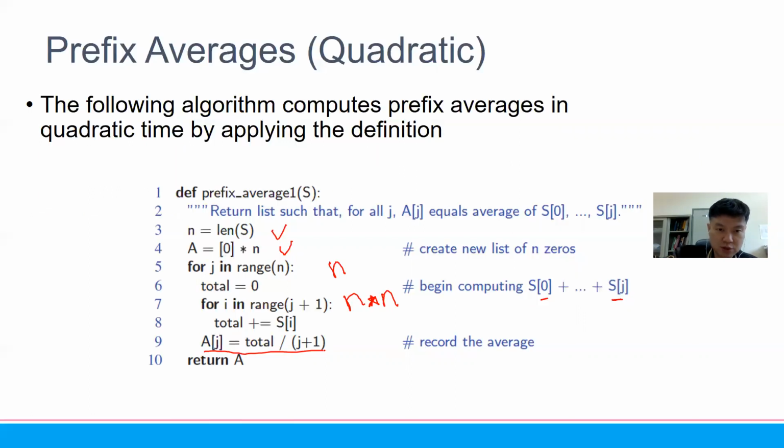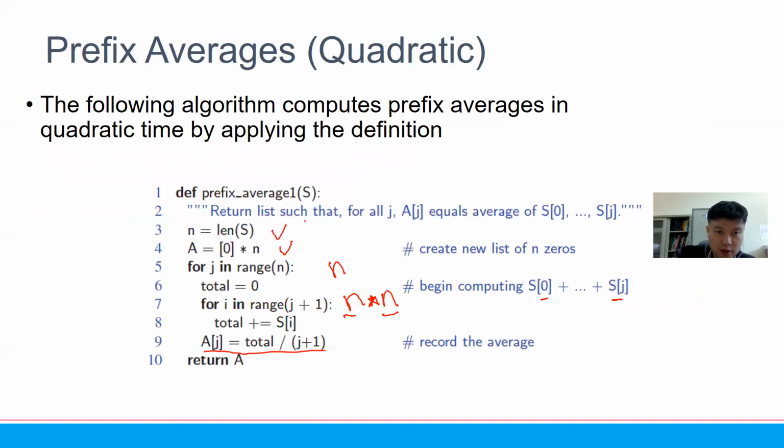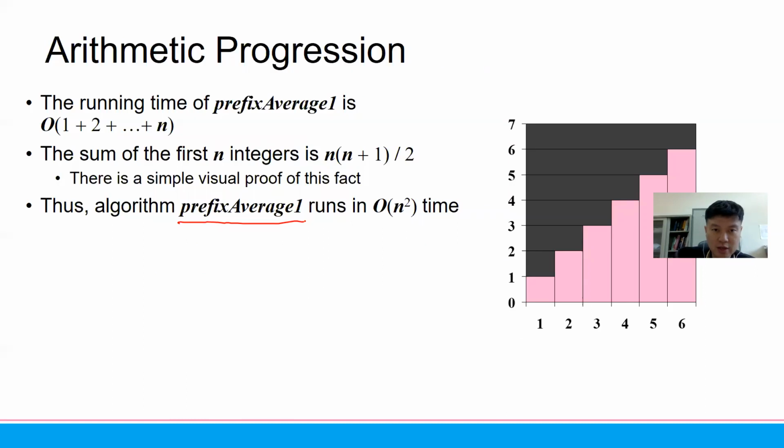This is the summation with this one. As I mentioned to you, the first n is an operation, the primitive operation from the index 0 until n, and the next one is also another operation from the index 0 until n. So it means n multiplied by n, so we can have n power of 2. So the prefix average 1, which is this one, is the operation which takes about O(n power of 2).